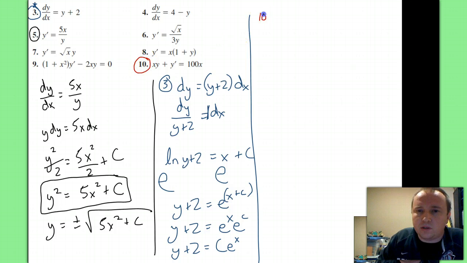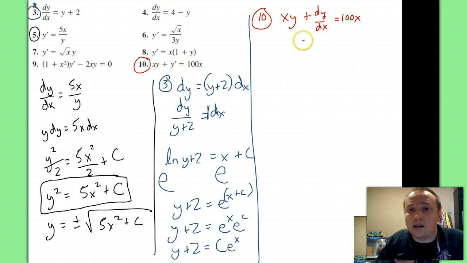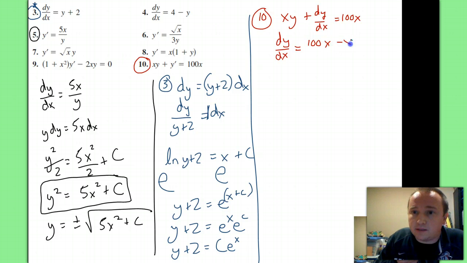Let's do it. We're diving right in, folks. So I've got xy plus dy/dx equals 100x. There's going to be a lot of layers to this problem. So first thing I need to do is get dy/dx by itself, so I can multiply both sides. So I have 100x minus x times y. So that's step one. Step two, I'm going to get my dx to the other side.